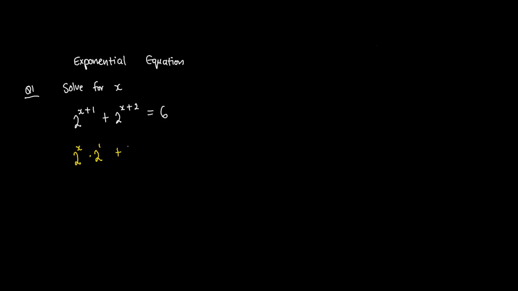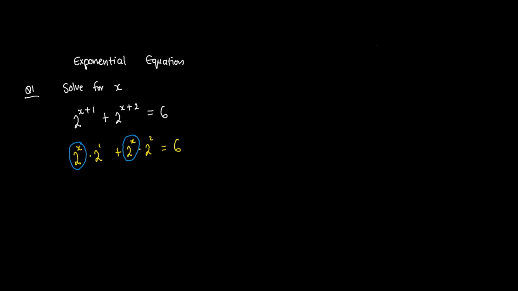Plus, I'm going to do the same for 2 raised to the power of x plus 2, which is 2 raised to the power of x times 2 raised to the power of 2, is equal to 6. Now I have a binomial on the left hand side of this equation. What can I do? I can take out the common factor. What's the common factor between these two? It's 2 raised to the power of x and 2 raised to the power of x.